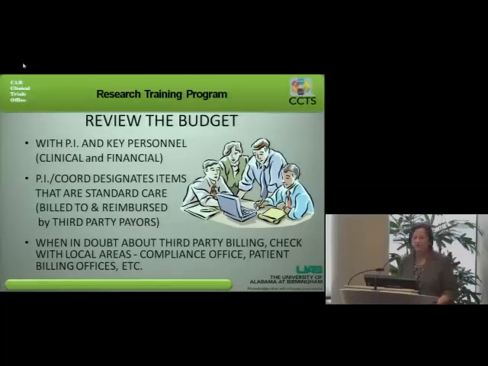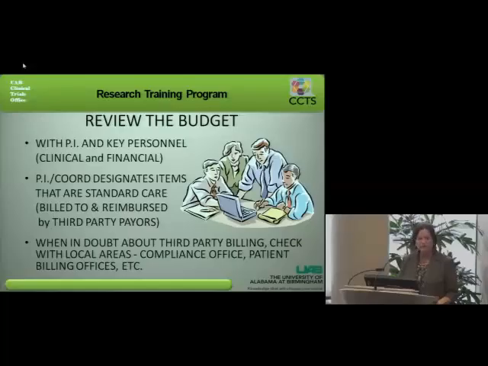As I said, always review your budget with your PI and your key personnel. In this case, it's your clinical staff, your coordinator, and you also need to involve, if somebody different is going to be handling the financial component of the study, it's important to keep them involved, or it's important for them to have you involved if they're the ones actually doing the budget for your study. The PI and coordinator should designate items that are standard care, as I mentioned. That would be the items that are appropriate to be billed to and reimbursed by third-party payers, your insurance carriers.